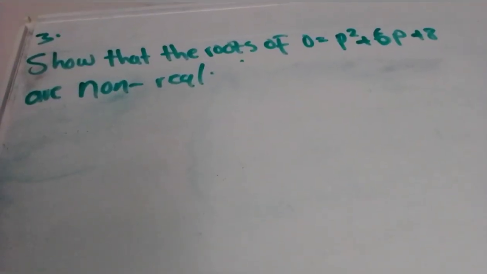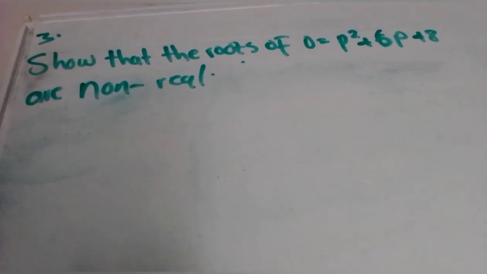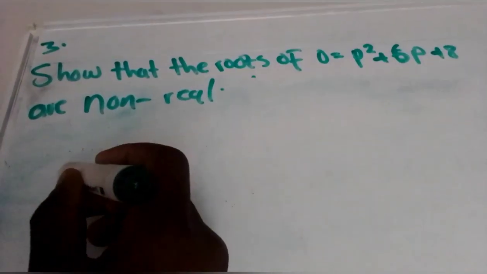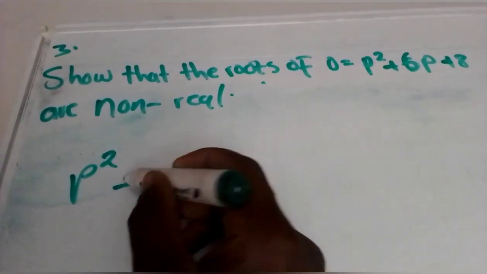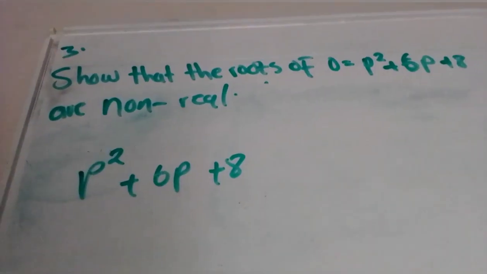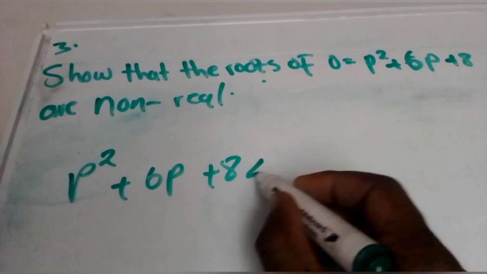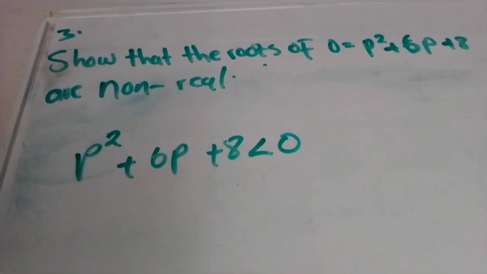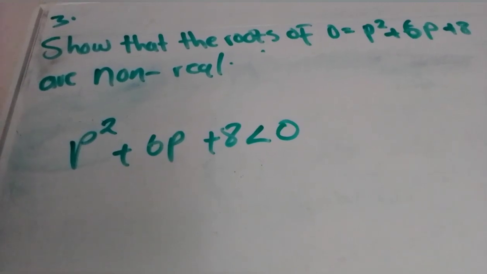Show that the roots of 0 equal to p squared plus 6p plus 8 are non-real. So everything is in a standard form. So p squared plus 6p plus 8. Before we can equate or do anything, let's check how we are instructed. So they say non-real. So non-real, when you check our notes, it is less than 0. So remember that.